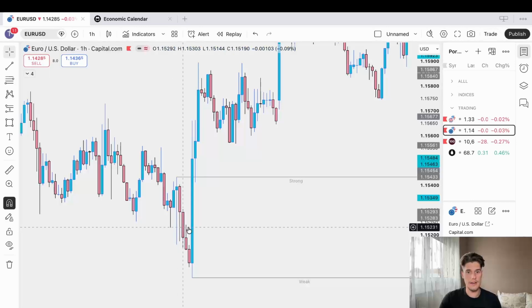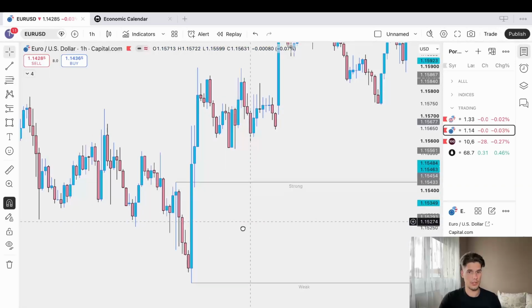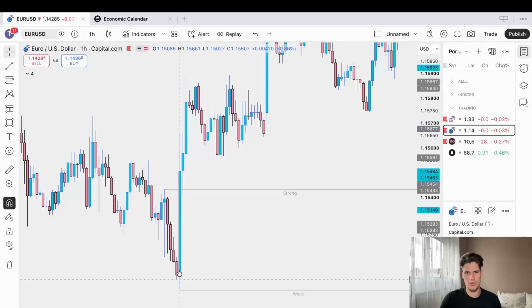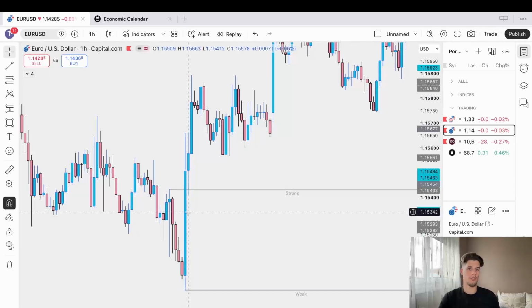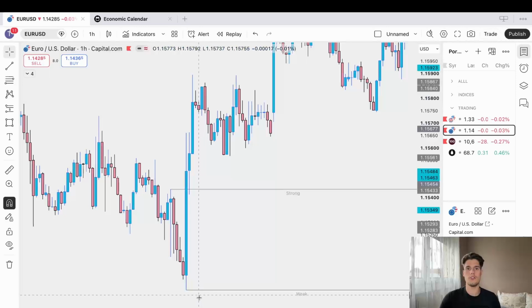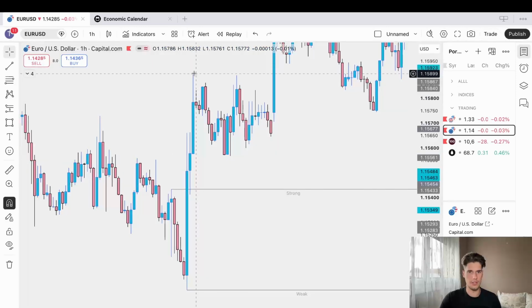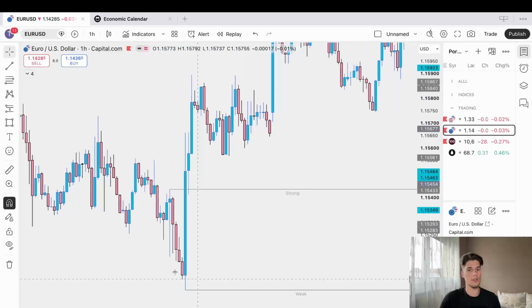And here it is. This was our break of structure to the downside. That means this is going to be the new structure, but as you can see here, it was a huge bullish candle which created a structure break onto the strong side part. That means we need to find the new structure low and high. The new structure high is going to be here, and the new structure low is going to be here.